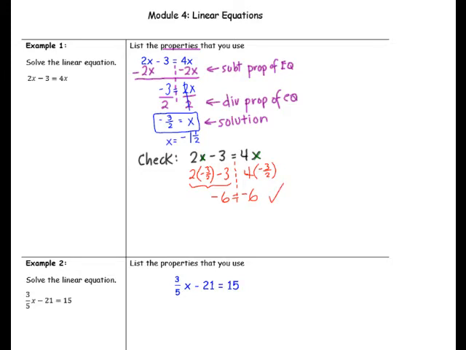Now I want to point out to you, when some students check their work, they would expect to get the solution again. When you check your work, you do not get the solution. Rather, you get two terms that are equal to each other. If they are equal to each other, you know your solution is correct.